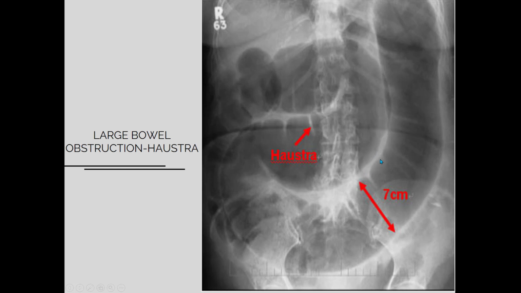Okay, here you can also notice the diameter, how much larger it is. But as I have mentioned earlier, you cannot measure it with the film that we are providing, so we don't expect a measurement. You just have to notice visually that this is much larger than the small bowel diameter, okay? And you can see the presence of haustra, so this shows basically the large bowel, okay?